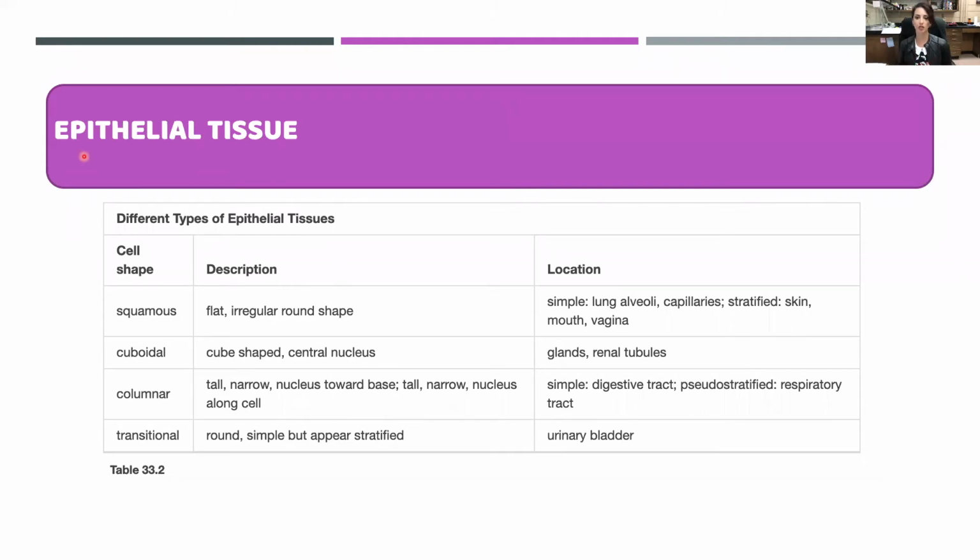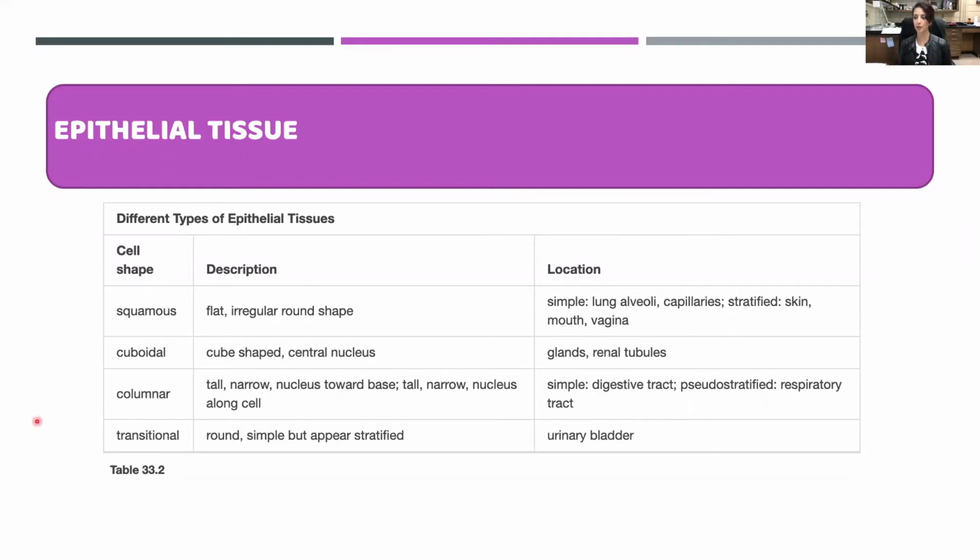Epithelia composed of a single layer of cells we call simple epithelia. Epithelial tissue composed of multiple layers is what we know as stratified epithelia. So simple epithelia, we have single sheets. When we have multiple layers, we call that stratified epithelia.